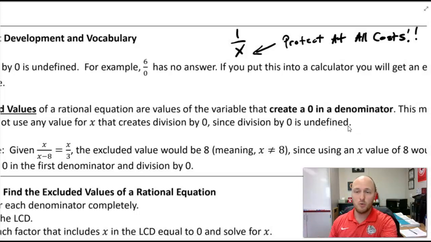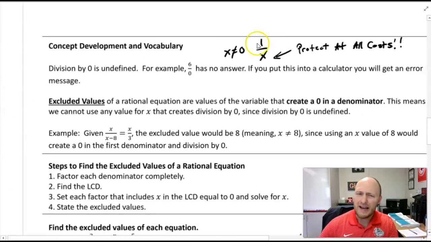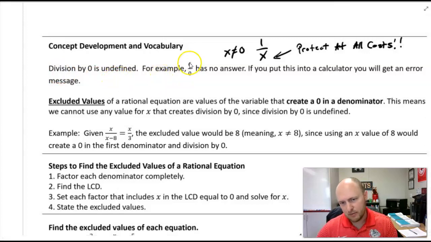So in this case, what number is not allowed in 1 over x? What would make that denominator 0? 0. You cannot plug 0. So here, 0 would be a restricted domain value. So here's the idea. Division by 0 is what we call undefined. For example, 6 over 0 has no answer. If you put this into a calculator, you're going to get an error message.